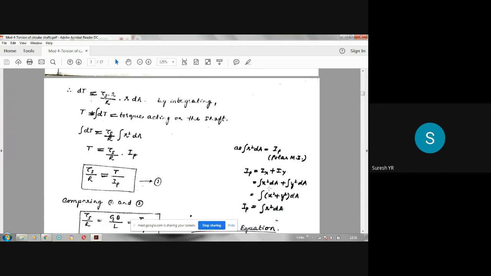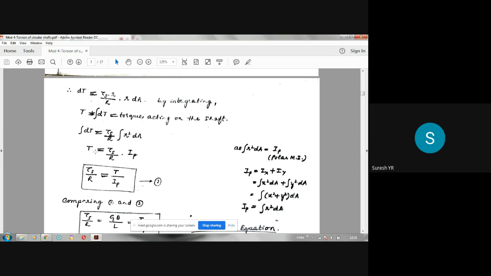If you add these two integrals, integral x square plus y square dA, where x square plus y square is nothing but r square, therefore IP is equal to integral r square dA. So this is how the polar moment of inertia is defined. So here, the integral r square dA term you are getting is nothing but your IP.